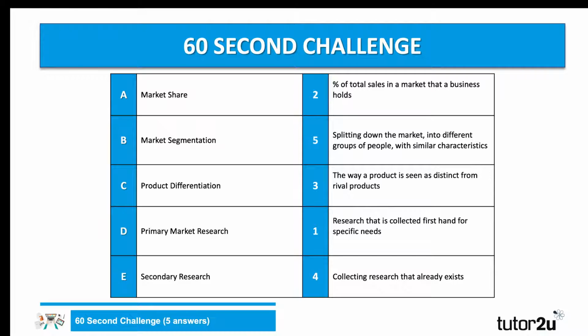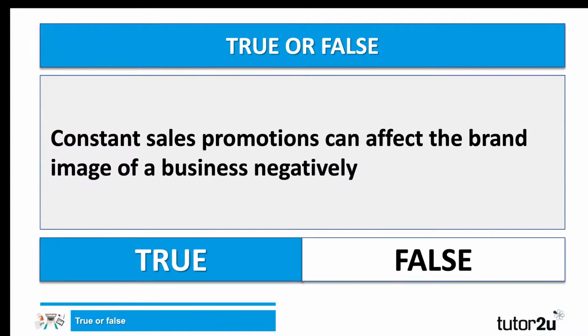Primary and secondary research is an area that students often confuse. So primary market research is collected firsthand for specific needs, whereas secondary market research is collecting research that already exists. Well done for everyone for getting involved. That was absolutely tip top. I'm going to hand you over to Peter now, who's going to take you through a true or false activity.